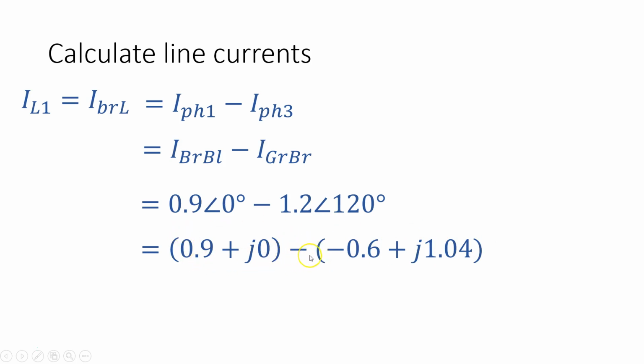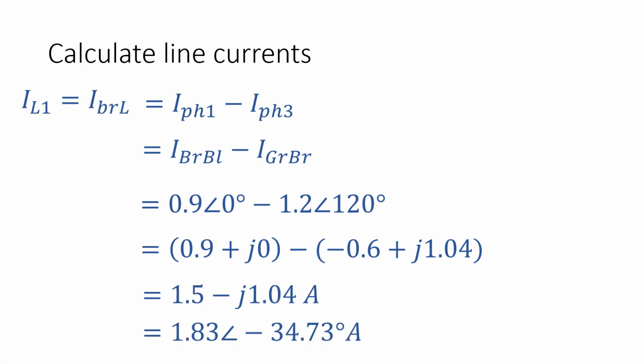Big warning, you've got a negative and you've got another negative, a double negative. So always make sure you put the brackets here, because what you're doing is you're multiplying this whole term here by -1. If you don't put the brackets in, you're going to change this minus 0.6 to plus 0.6, but this plus J.14 needs to also turn into negative J.14. If you don't put the bracket in, it's not going to do that. And that turns out to be 1.5 minus J1.04, and that's it in the rectangular form.